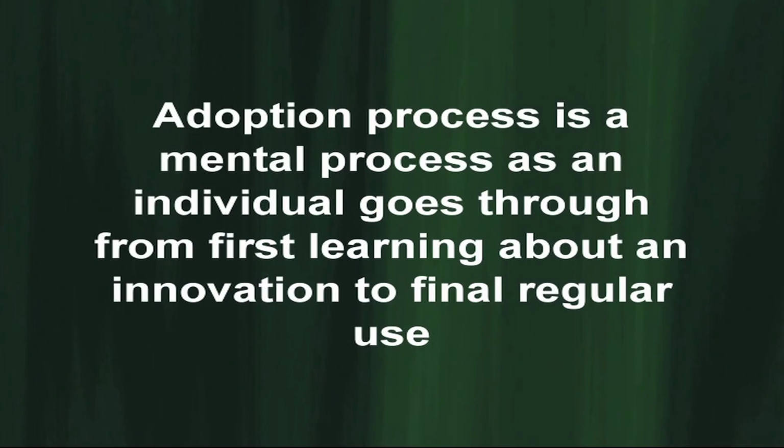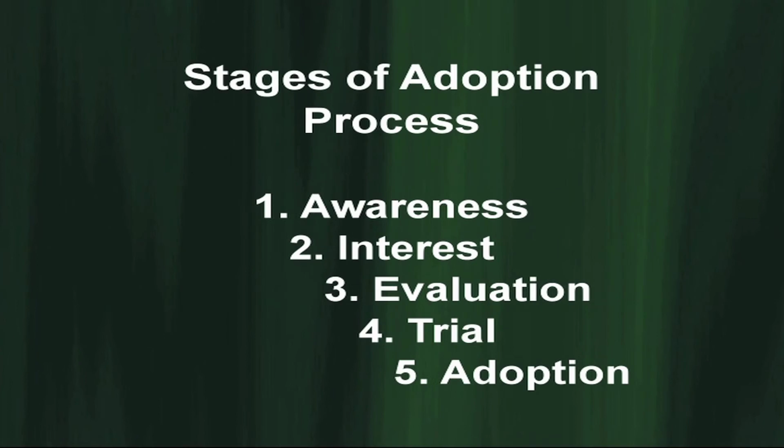Now let's move to the buyer decision process for new products. A new product is a good or service or an idea that is perceived by some potential customers as new. Adoption process is the mental process an individual goes through from first learning about an innovation to final regular use. There are various stages in the adoption process for a new product. First, awareness. Second, interest. Third, evaluation. Fourth, trial. And finally, the adoption.